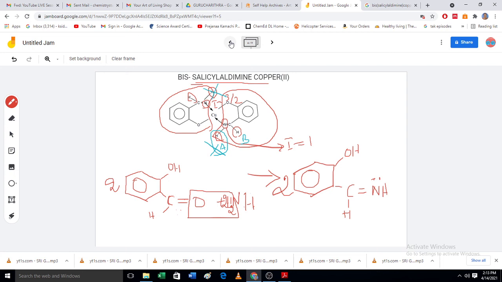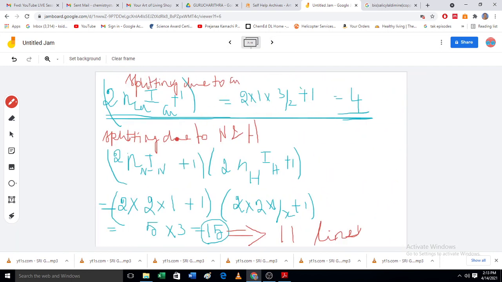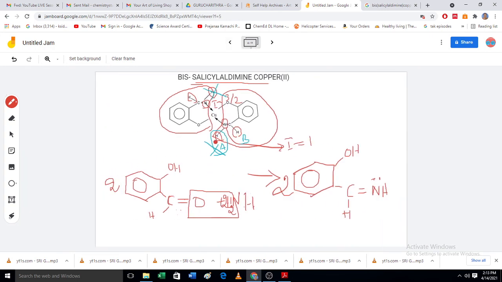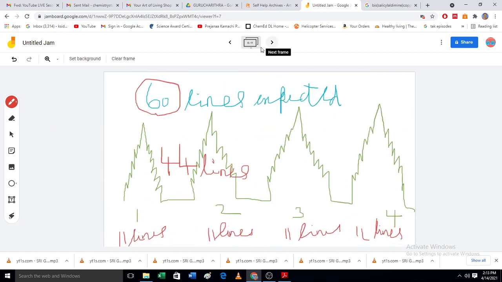The first hyperfine splitting happens because of copper, in which you get 4 lines, and each of these 4 lines is split by the nitrogen and hydrogens. Of the 2 nitrogens, only the Hb nitrogen that is attached to carbon is taking part in coupling. So you get totally 15 lines. So 4 into 15, 60 lines are expected.